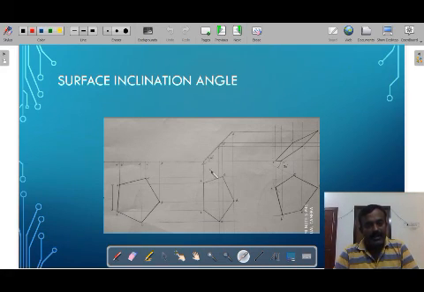This is also the same mistake with the surface inclination angle. Here in this problem the surface is given as inclined at 30 degrees to the HP, but he has taken 45 degrees. Usually two angles will be given. One will be the surface inclination angle, another will be the edge inclination angle. So don't confuse the two angles.